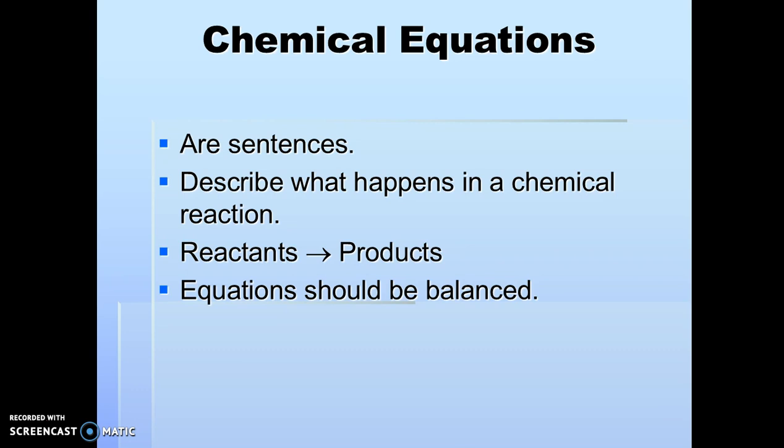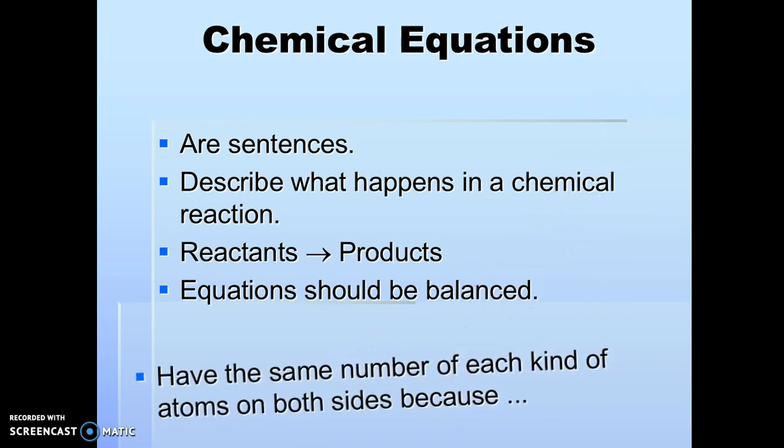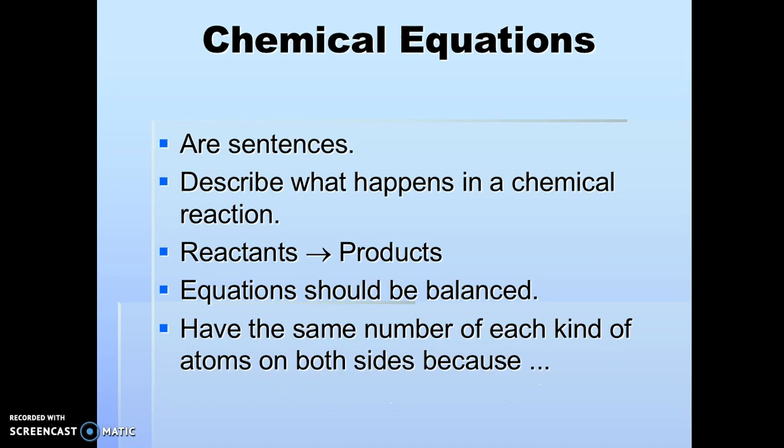Our equation should be balanced, so what that means is you have an equal amount of each atom or each element on both sides of the arrow. We have the same number of each kind of atom on both sides because remember our good old friend, the law of conservation of mass. Mass cannot be created or destroyed. So we have equal amounts of the element on both sides.